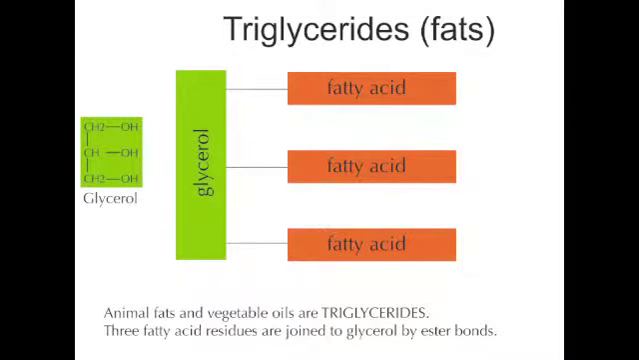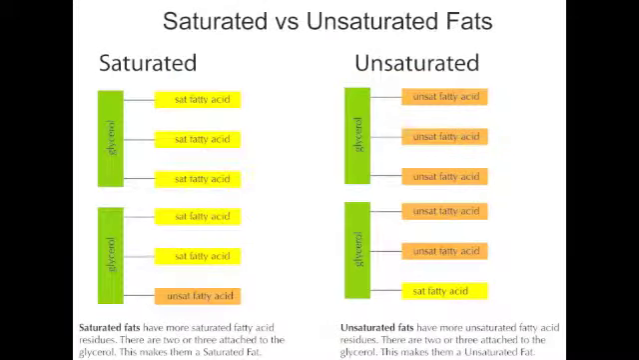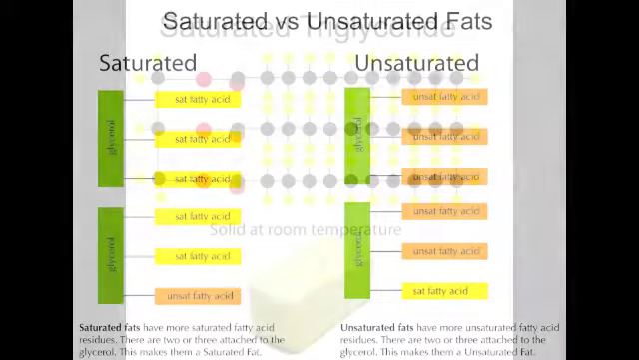Animal fats such as butter and vegetable oils such as olive oil are called triglycerides. Triglycerides are three fatty acid residues joined to glycerol by ester bonds. What makes a triglyceride a saturated or unsaturated fat depends on the fatty acid residues attached to the glycerol. For a saturated fat, there must be 2 or 3 saturated fatty acid residues joined to the glycerol. For an unsaturated fat, there must be 2 or 3 unsaturated fatty acid residues joined to the glycerol.